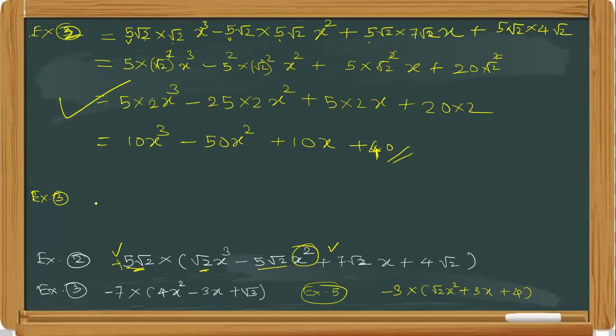Sir, second one I got it. Okay, let me check. Minus 28x square plus 21x minus 7 root 3. Yes. Fourth one now. Doing.